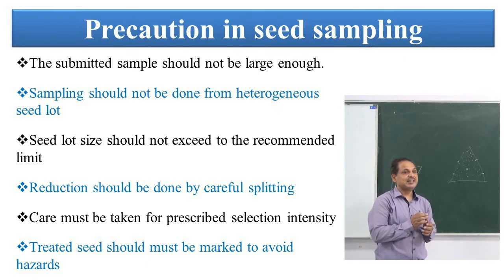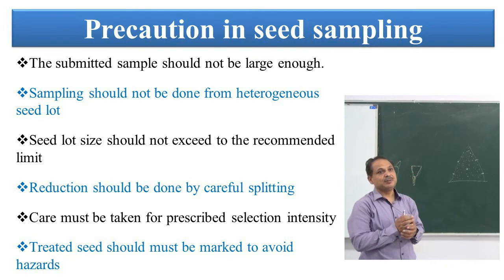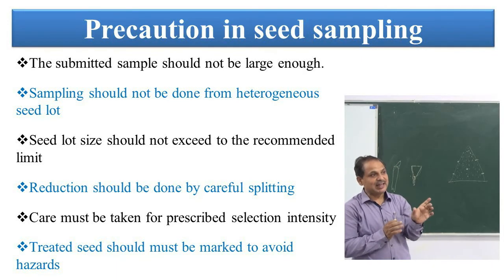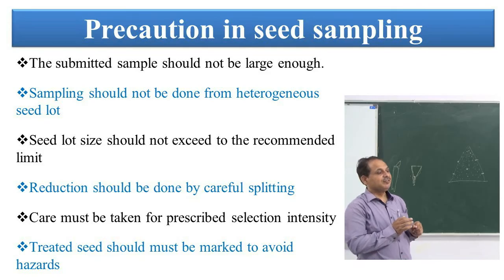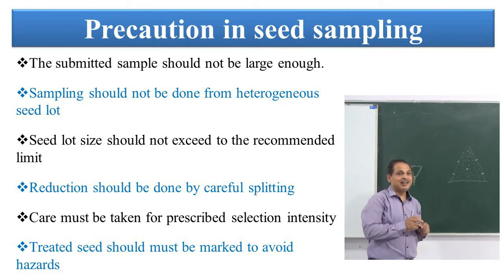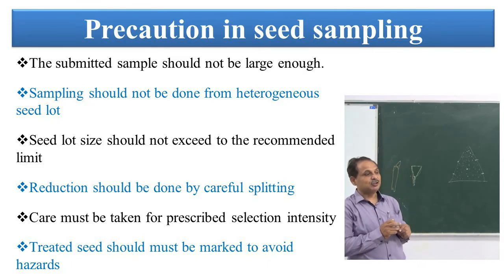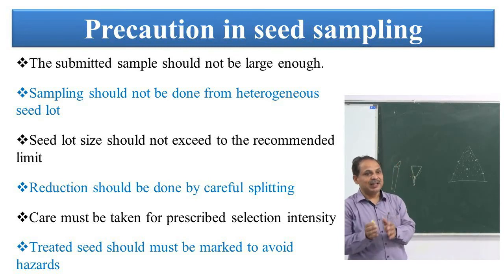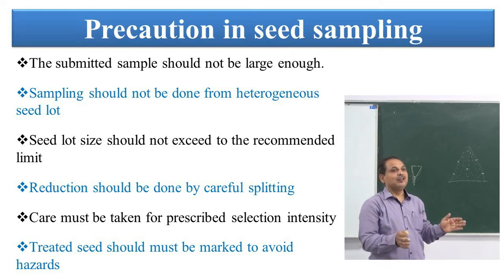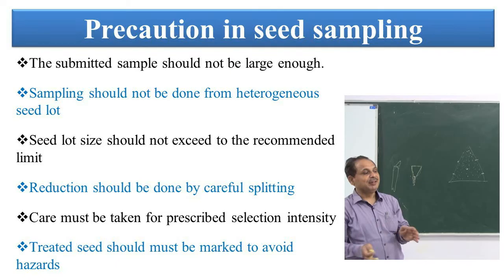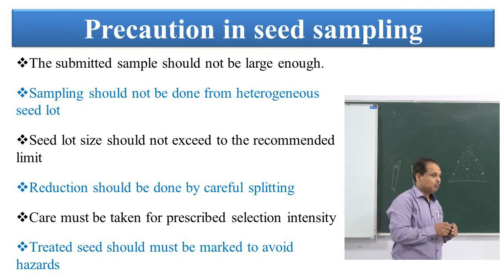For small and medium sized seeds, 10,000 kg seed lots are recommended, whereas in the case of big size seeds, 20,000 kg seed lot size is recommended. The reduction should be done by carefully splitting. The precautions must be taken that proper splitting is done while reducing the seeds for getting the submitted samples and the working samples.